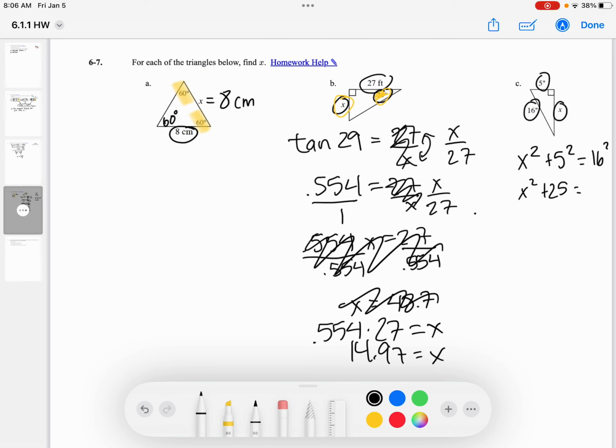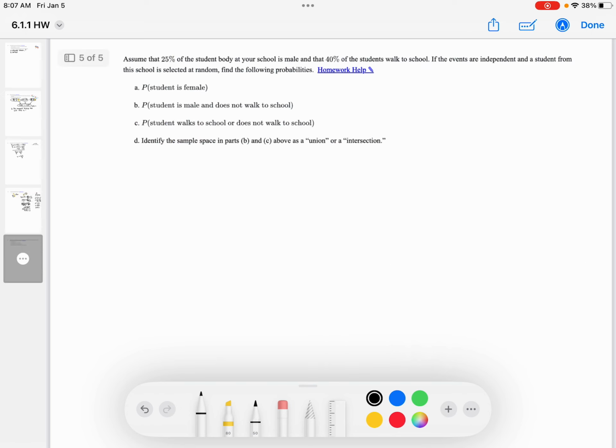let's see, 16 times 16 is 256. I'll subtract 25. X squared equals 231. So x equals the square root of 231, which is 15.2. And yeah, I believe that. That makes sense in this problem.